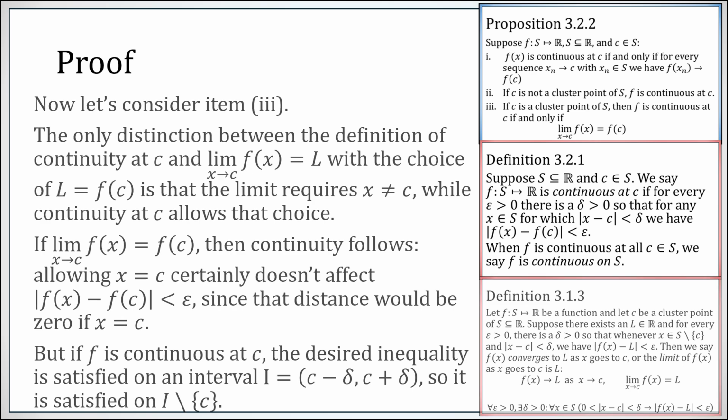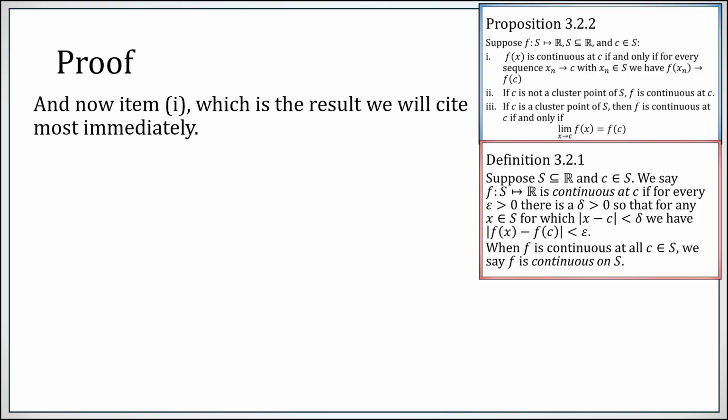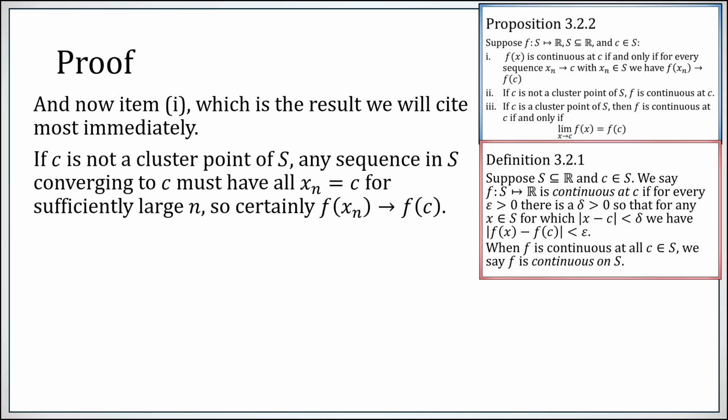Which means the real point here is attempting to prove item 1. And this is the one we're going to use most frequently. If C is not a cluster point of S, any sequence in S converging to C must eventually all be equal to C, right? If you're not a cluster point, then you can't get very close. So if you have a sequence converging to C and it's not a cluster point, since points in the set S can't be that close to C, if they're converging to C, they must be equal to it. So if all of the xn's are eventually equal to C, then all of the f of xn's are eventually equal to f of C.